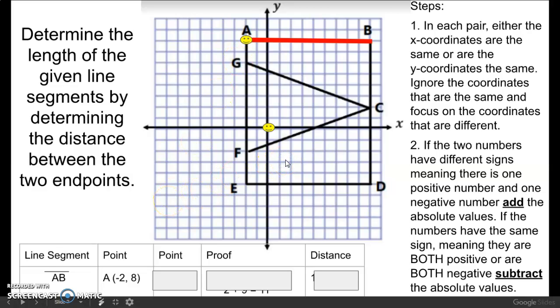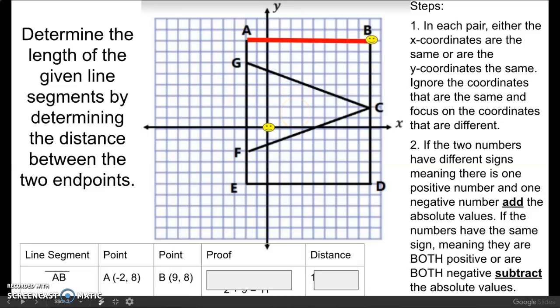We're going to do the same thing with point B. If we start at the origin, we would have to count over 9 units to the right, and we would need to count 8 units up. That gives us the coordinates of 9, 8. Now that we have identified the coordinates of our endpoints, we can begin to find the distance.